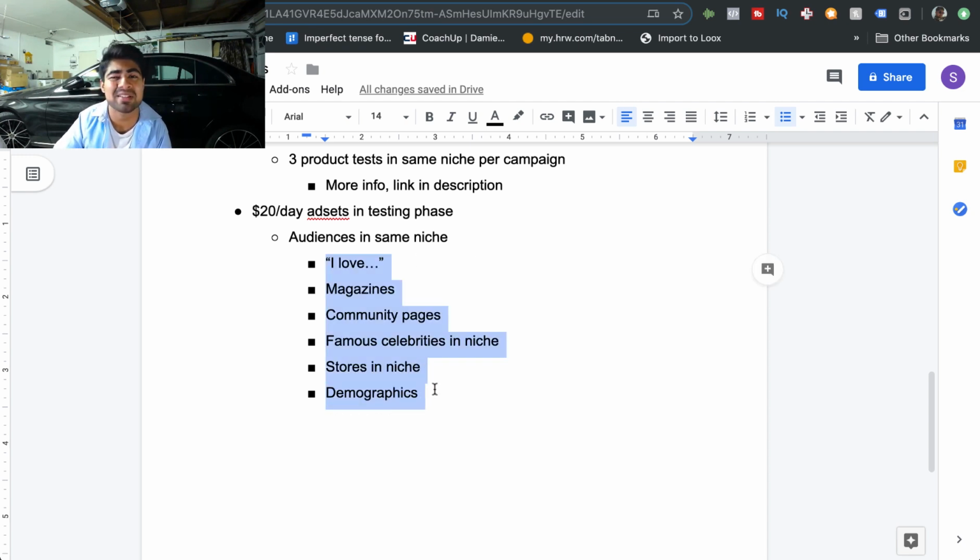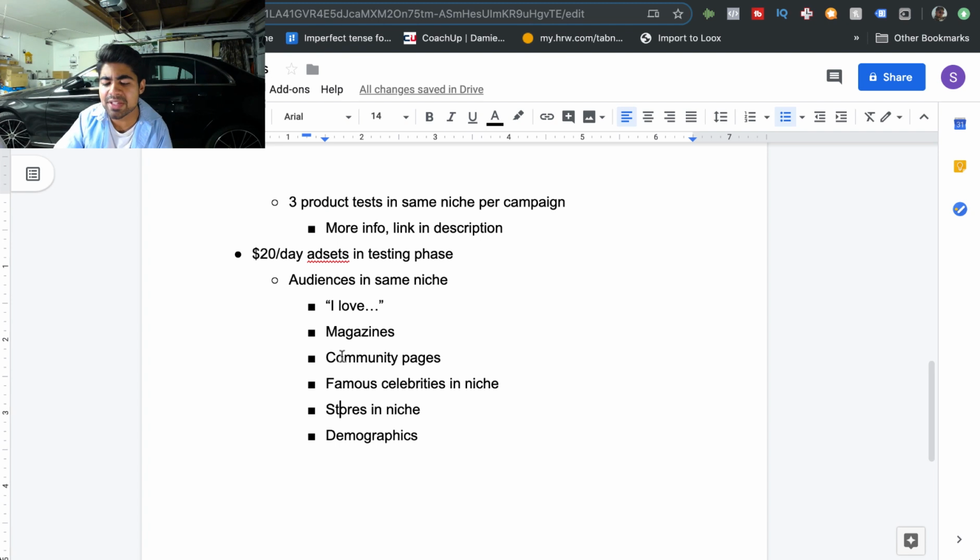As I showed you guys, I only had about 7 ad sets, and I was able to determine the winning product from those 7. You can do stores in the specific niche, so maybe dog related stores, and demographics, meaning specific demographics like dog owners only. And these are all potential audiences which can get you more than enough results for you to know whether the product that you're testing is a winner or not.